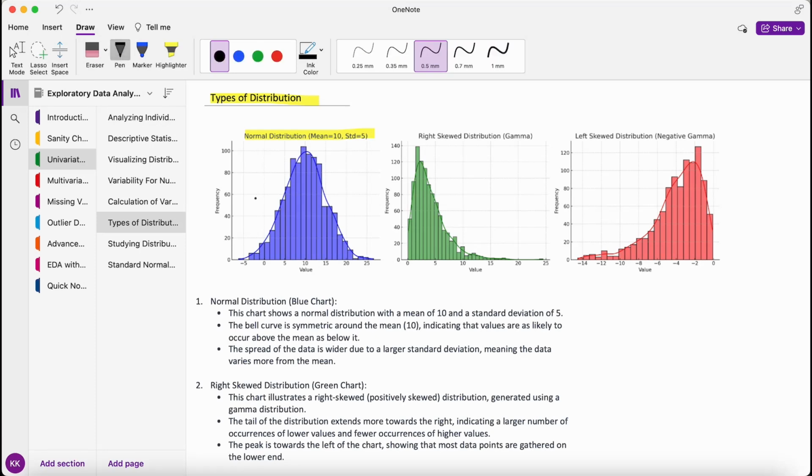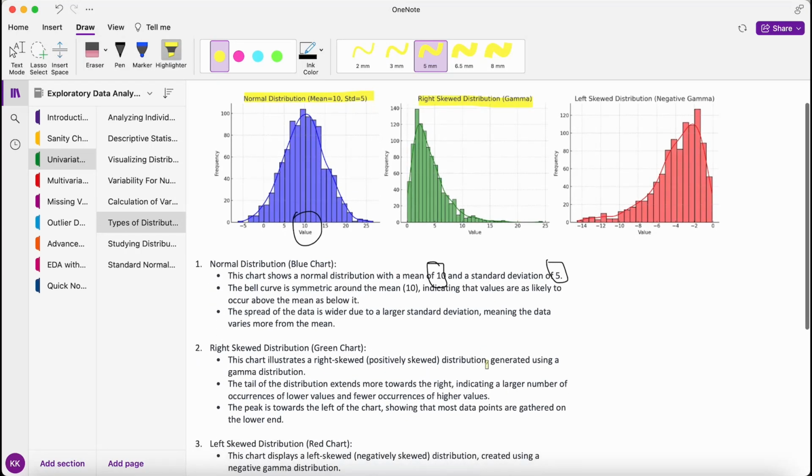The mean, median, and mode of a normally distributed dataset are all the same. Here, the mean is 10 and the standard deviation is 5, which means most values fall within 5 units of the mean.